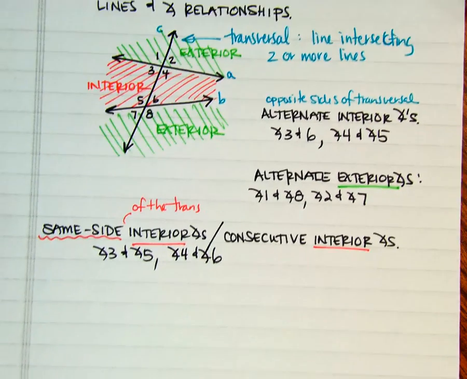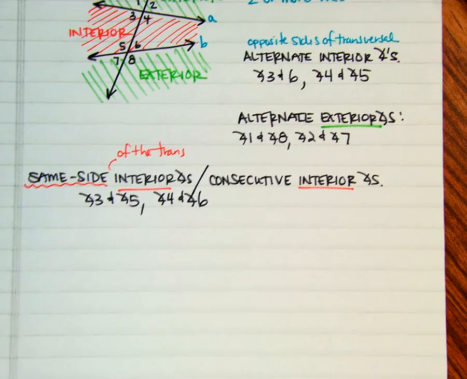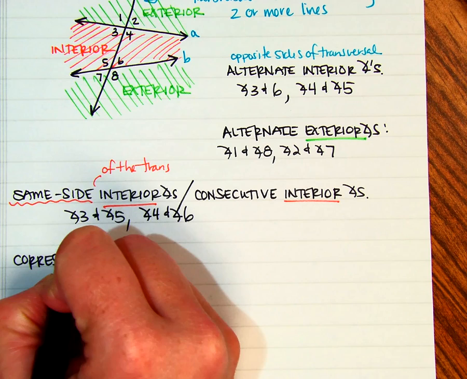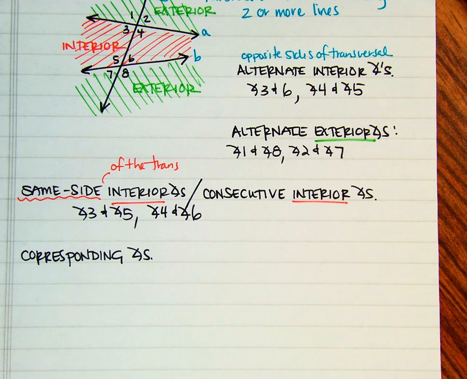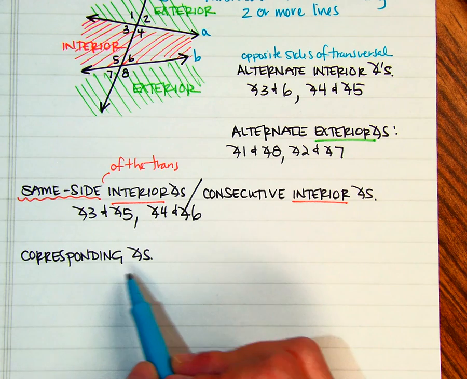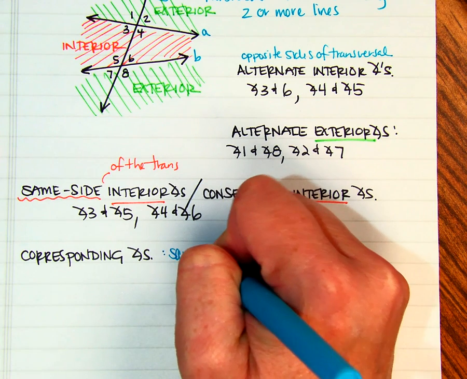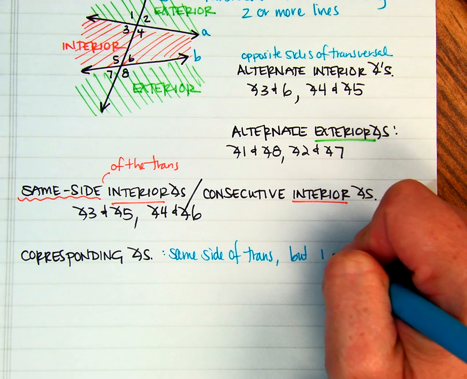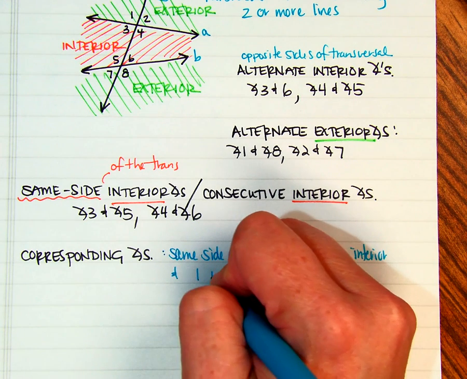Okay, and the last relationship we have, I don't want to lose my diagram, they are called corresponding angles. Notice I do not have a keyword of interior or exterior, and that is because there is one of each. So corresponding are on the same side of the transversal, but one is interior and one is exterior.